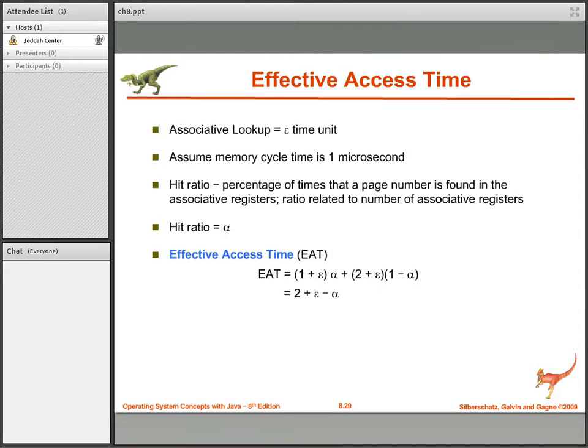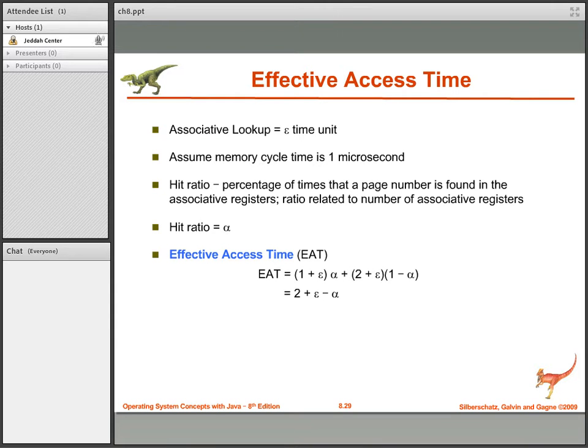Here we have the associative lookup, the title of this slide is the effective access time. How to calculate the effective access time. You have the associative lookup being epsilon time unit. Let's assume that the memory cycle time is 1 microsecond.